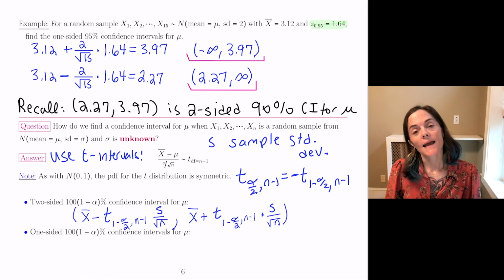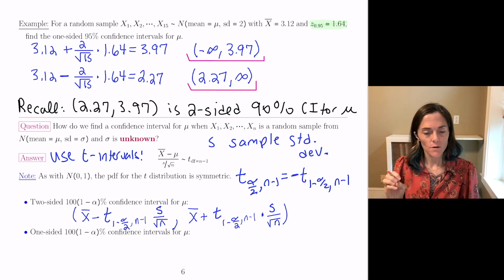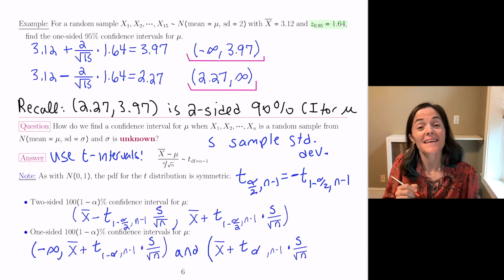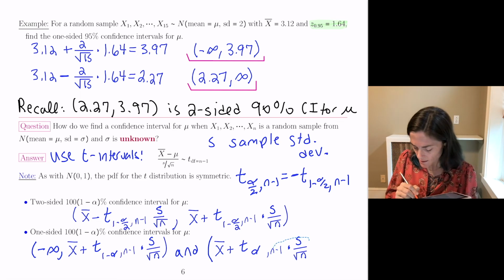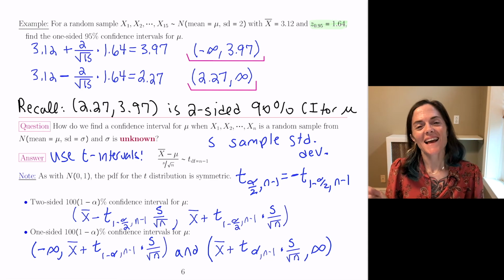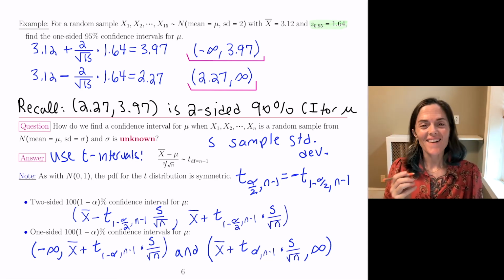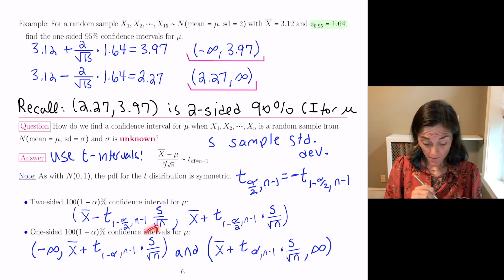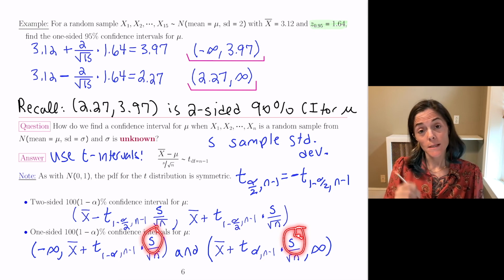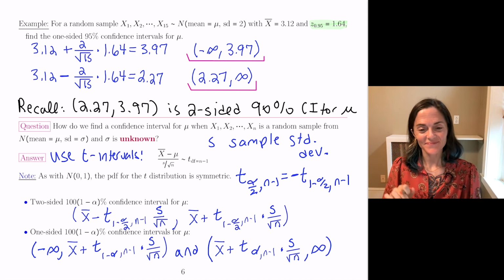Similarly, the one-sided 100 times 1 minus alpha % confidence intervals. Okay, I am doing a lot of copying and pasting here to get this down. But they look very much like what we saw for the z intervals. As with the two-sided confidence interval, what changes is we have the sample standard deviation, and then we use the multiplier from the t distribution, that quantile.